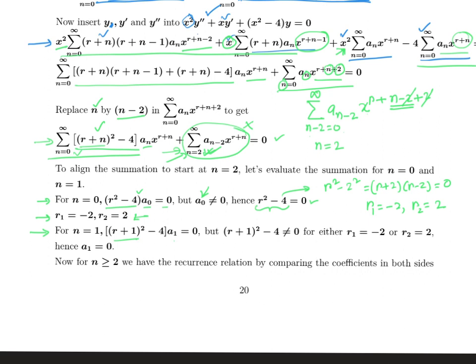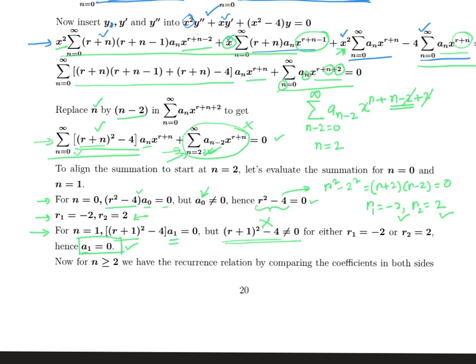By the way, that is not going to be equal to 0. Why? Because we found r is equal to either 2 or negative 2. In neither of these cases does this equation hold true. That means r plus 1 whole square minus 4 is not equal to 0 for either of these roots. So that right away makes us think that it must be the case that a1 is equal to 0. From the condition n is equal to 1, we find that a1 is equal to 0, which is going to help us down the road.